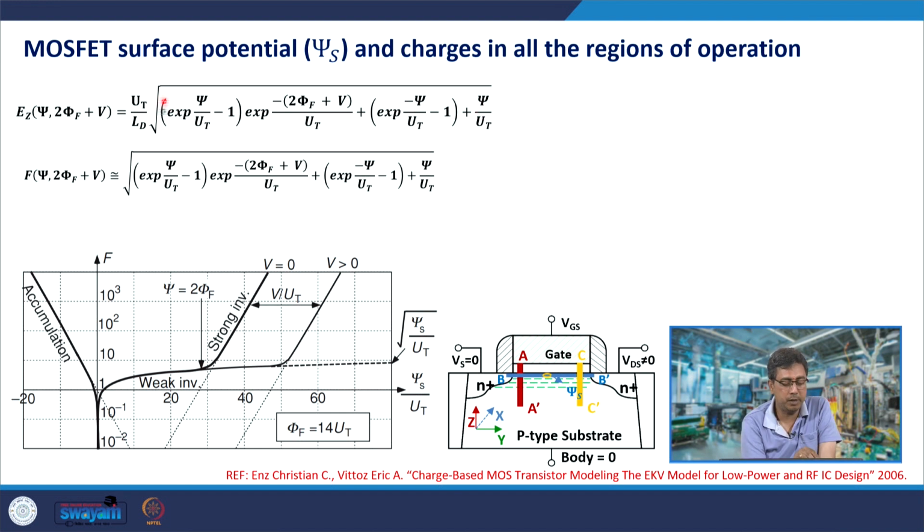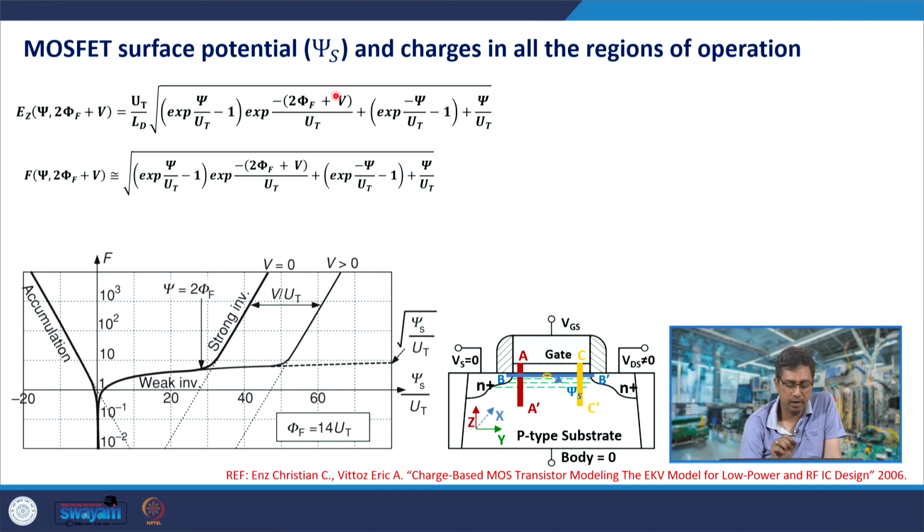We define whatever is under the square root as a function f, which is a function of potential, 2 phi f and V. So, what is phi f? Phi f, as we discussed in the previous lecture, is the Fermi potential. It represents the difference between Ei and Ef. If the p type doping density increases, then phi f also increases.